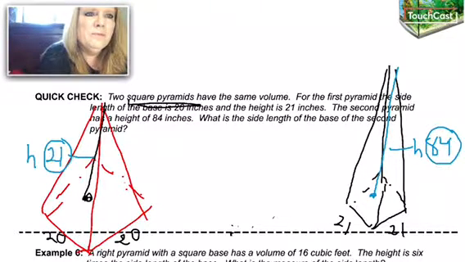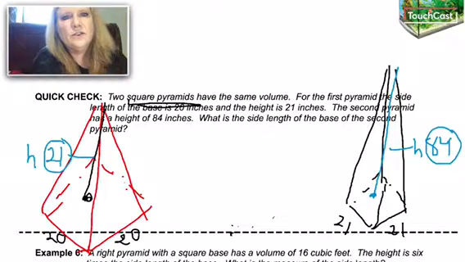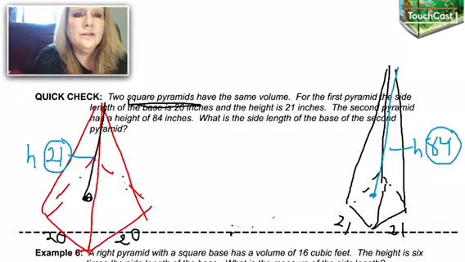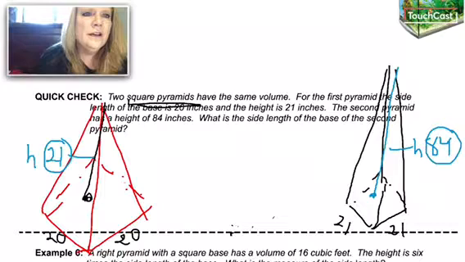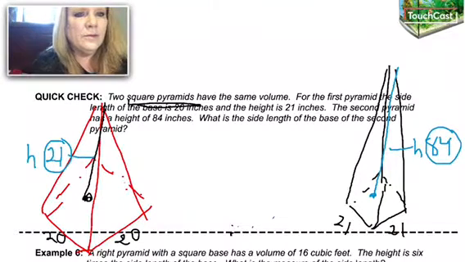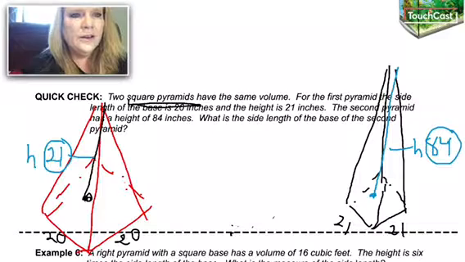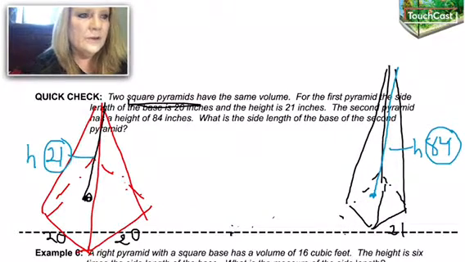We have two square pyramids that have the same volume. For the first pyramid, the side length of the base is 20 inches. So that's the red pyramid. It has a square base that's 20 inches, and it has a height of 21 inches. The second pyramid has a height of 84 inches, and the second pyramid, oh, yeah, this makes a lot more sense. Let me clear, this isn't 21. Okay, that makes more sense to me now.